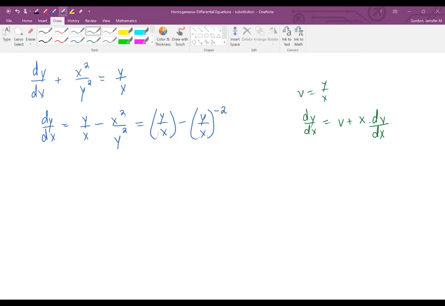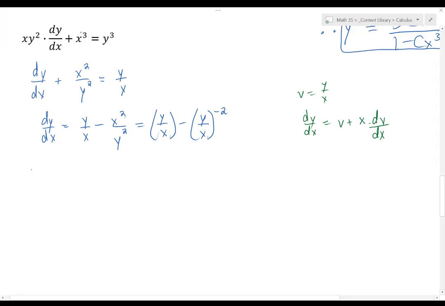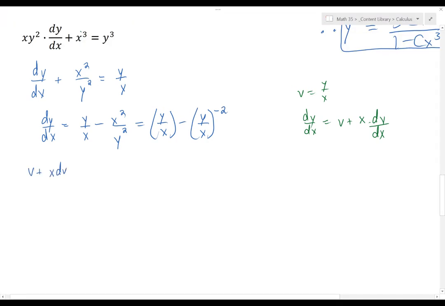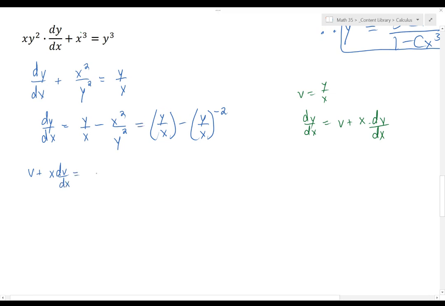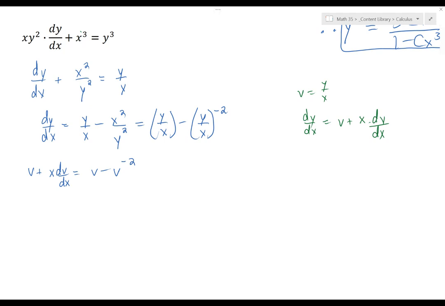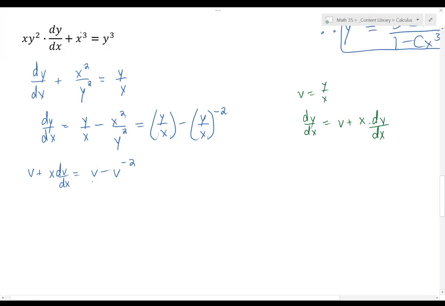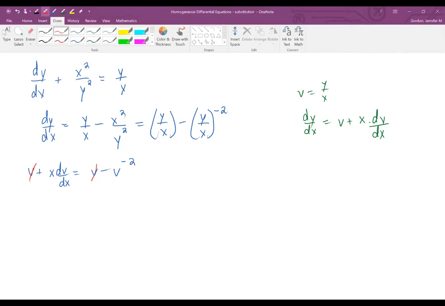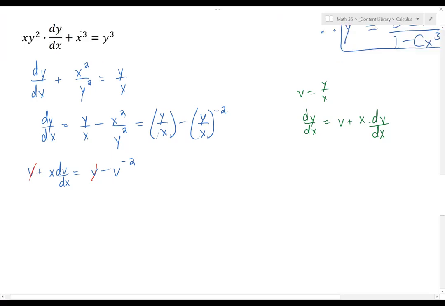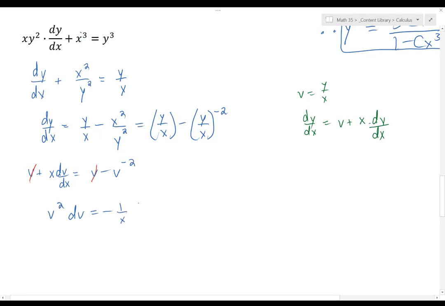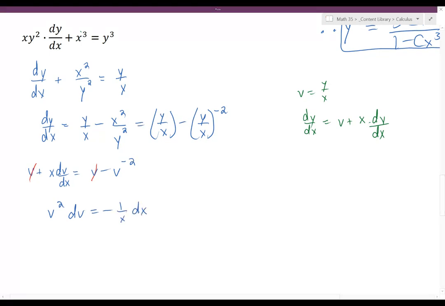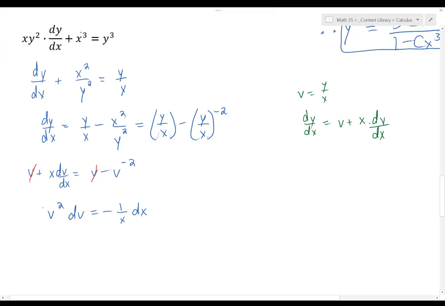So we've now got v plus x dv/dx equals v minus v to the power of negative 2. The v's are going to cancel off here. So we've just got negative v to the power of negative 2, which means it doesn't really matter which side I put the negative on, so I'm going to do it this way. All right. And then we integrate both sides.